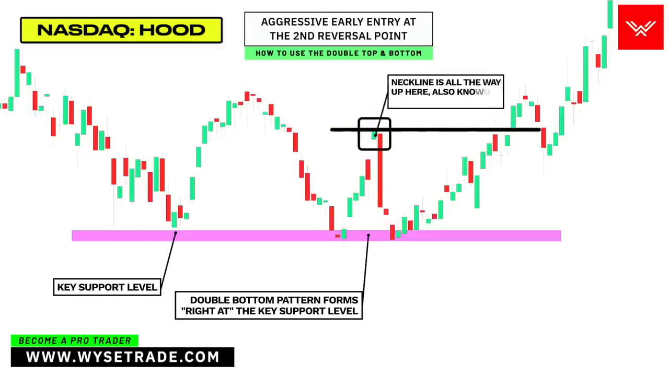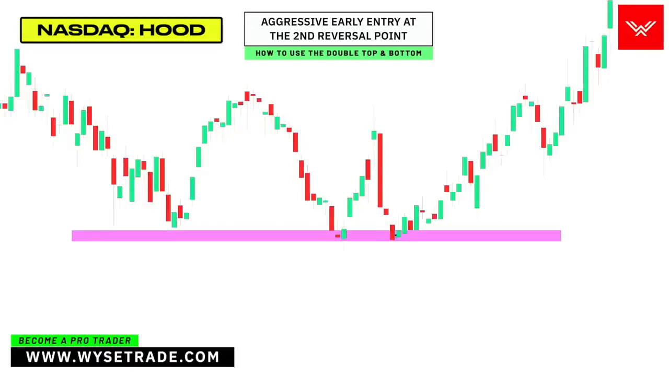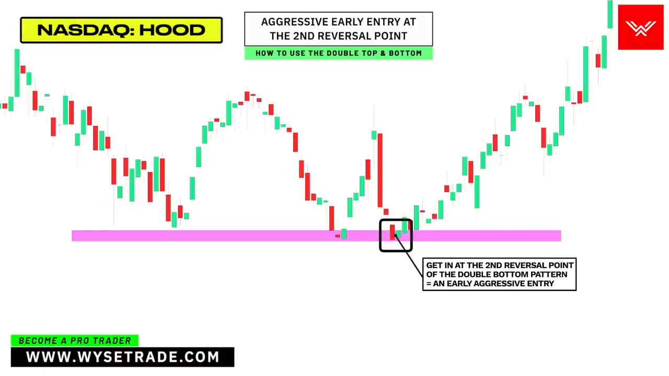The neckline is all the way up here, also known as a deep neckline. So if you wait for the neckline break up here, you're getting in very late and have missed a lot of the move upwards. So instead of waiting, you can get in right here at the second reversal point of the double bottom pattern. This is known as an early aggressive entry.